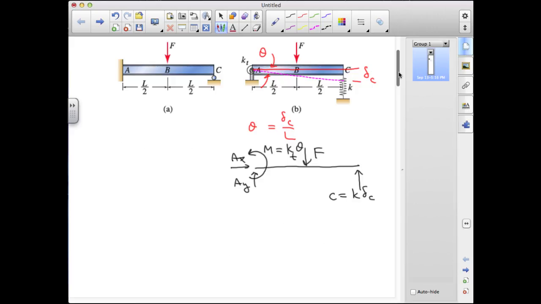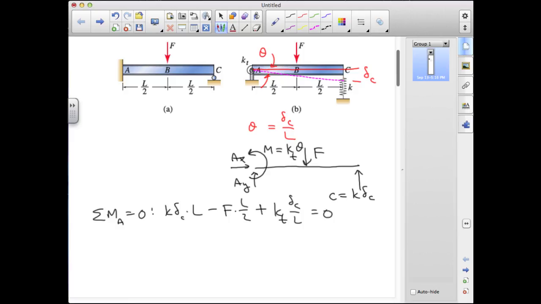Because we have this relationship between theta and delta C, we can solve for delta C directly by taking the sum of the moments about A and setting that equal to 0. We have a counterclockwise or positive contribution from C through the length L, so that's going to look like K delta C times L. We have a clockwise or negative contribution from F, that's acting through a moment arm of L over 2. And then we have the restoring counterclockwise moment from the torsional spring constant, so that's plus the torsional spring constant times theta, which is delta C over L, equals 0.